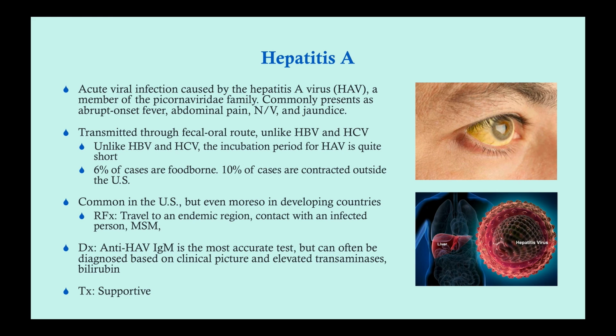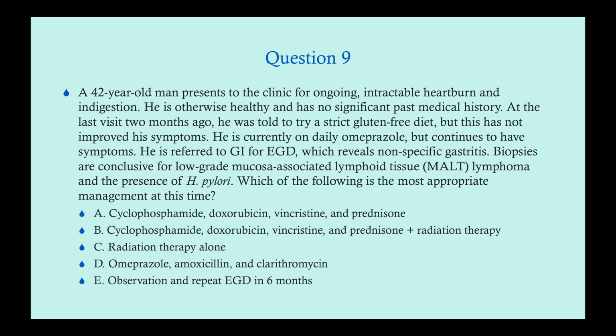Diagnosis, often you can make this diagnosis clinically, but to really nail down the diagnosis, you get a hepatitis A IgM, which, remember, is your acute initial immune globulin. But like I said, it can often be diagnosed based on the clinical picture in conjunction with the elevated transaminases and bilirubin, and the treatment is supportive.